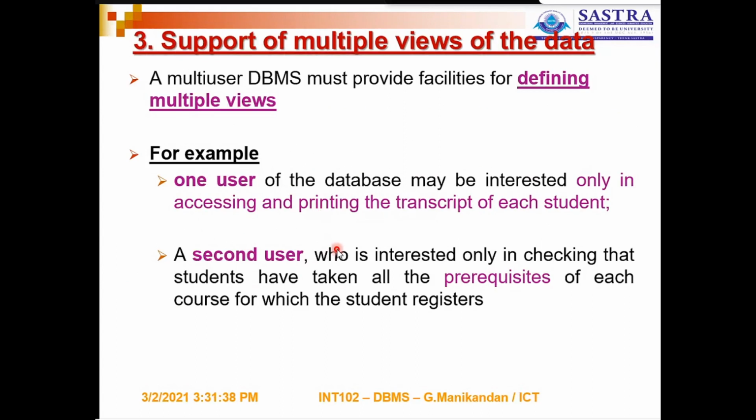So the inference is, both the users are accessing the same table called student, but they are interested in retrieving different information from it. So the output is not going to be the same. In the first case, the output is going to be the mark sheet of each and every student, whereas in the second case it is going to be yes or no, whether the student has taken the prerequisite course or not. That is the difference. So your DBMS, database management system, should provide support for creating or defining multiple views.